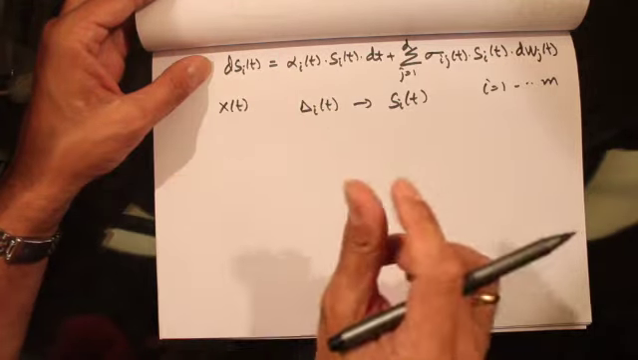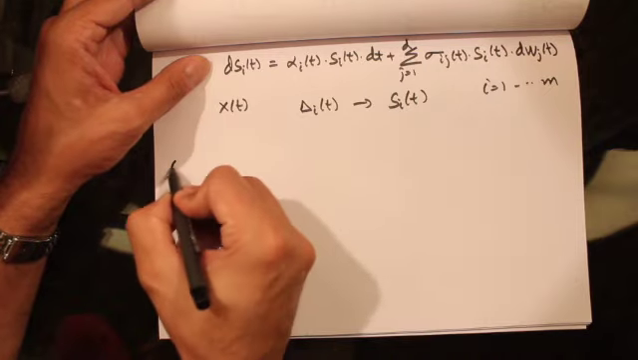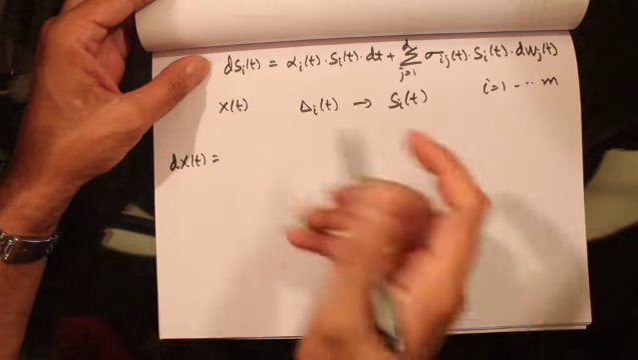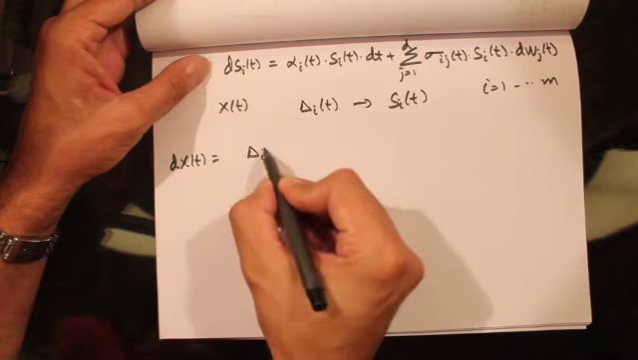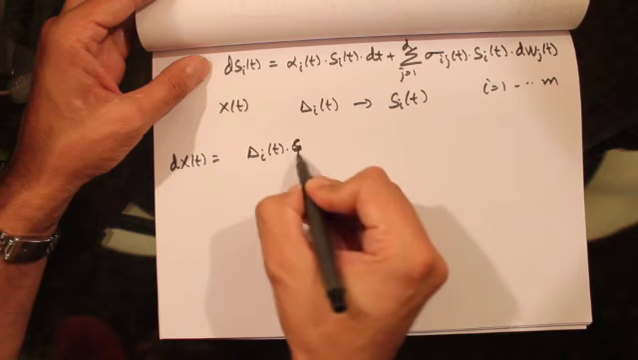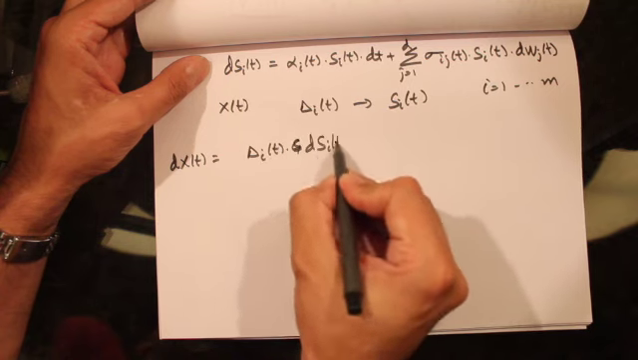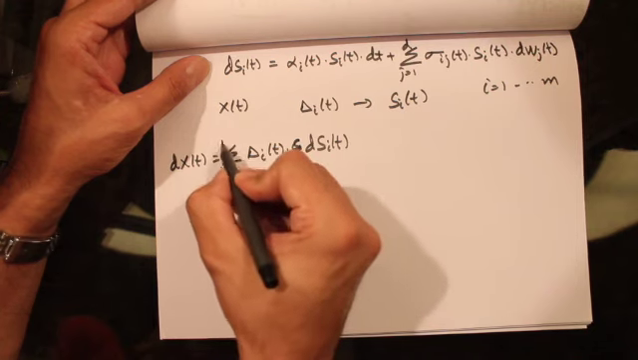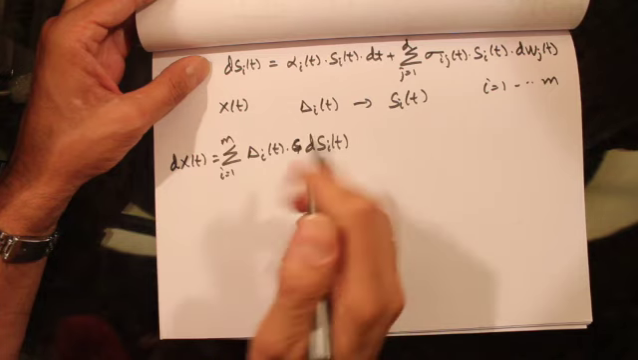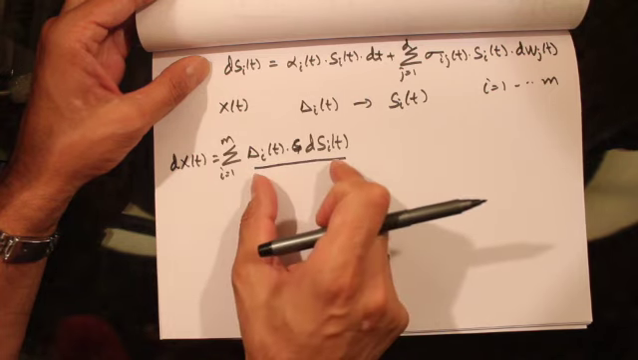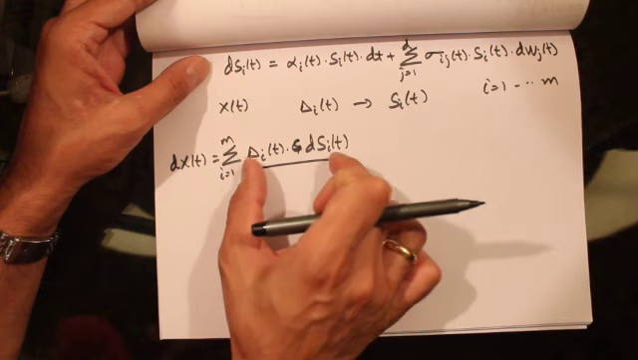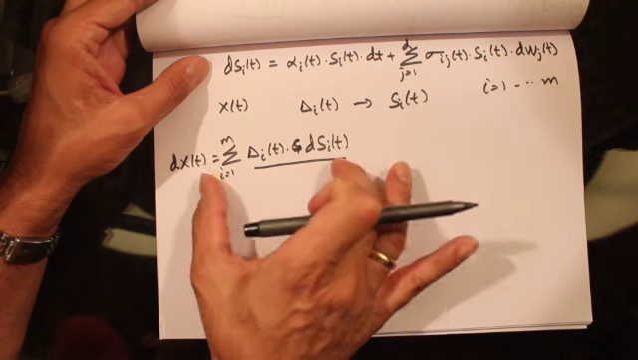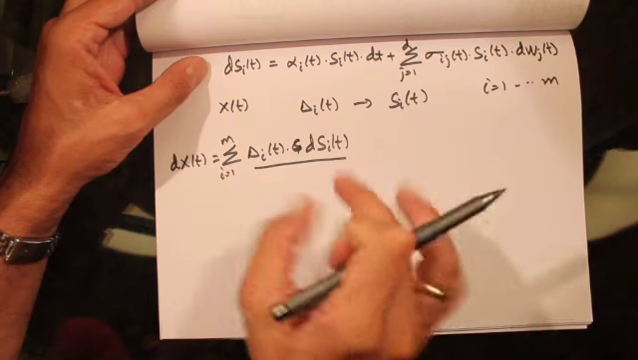And we want to look at the change in the value of the portfolio. The change in the value of the portfolio is given by the change in the value of our stock position, which is Delta_i(t) dS_i(t). We have to sum from i going from 1 to m because we have m stocks. So that is the total change because of the position in the stocks.